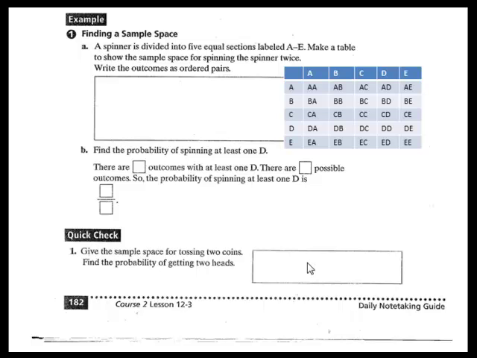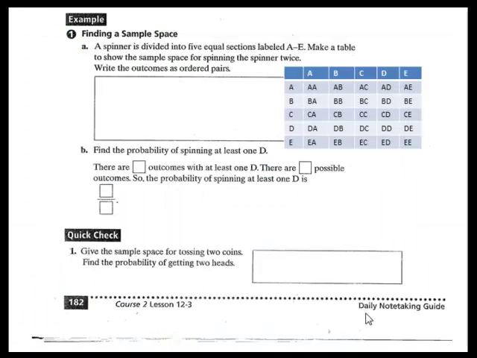The choices across the top show us if we would spin it first, we have choices A, B, C, D, and E. Down the side, again, A, B, C, D, and E. All of the choices in the middle show all the possible outcomes. If you need more time, pause the video at this point to copy down the chart.